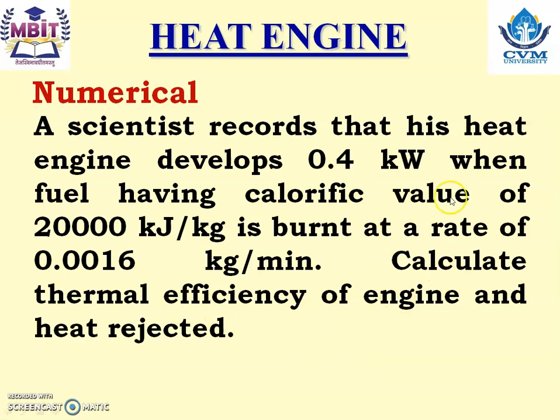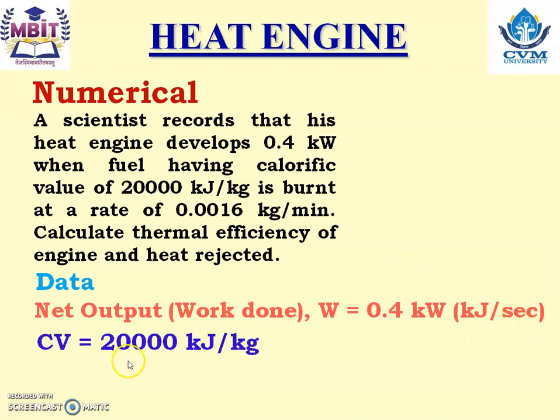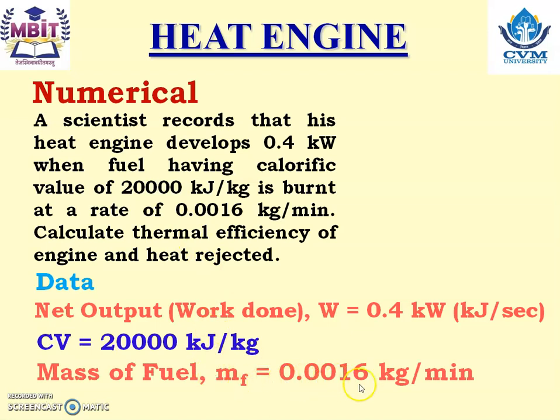Now what data they have given? Heat engine develops 0.4 kilowatt. Kilowatt is nothing but the power. So that is output. So here we can say that net output or work done is equal to 0.4 kilowatt. Now we know that kilowatt means kilojoule per second. Now calorific value is 20,000 kilojoule per kilogram. And mass of fuel burnt is 0.0016 kilogram per minute. And we have to calculate the efficiency.